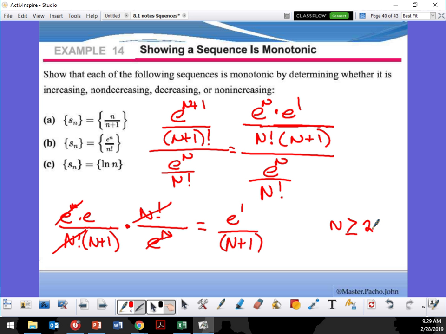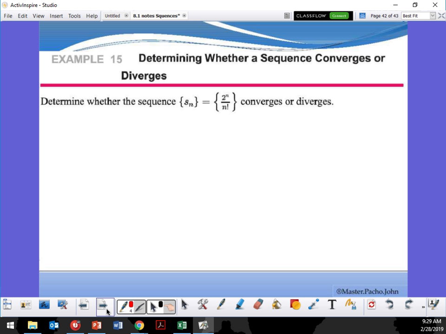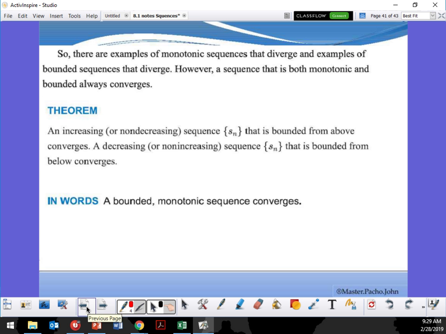All right, so for the sake of argument, number 15. Do I have to do this one? Well, okay, I'll read through this. There's an example of monotonic sequences that diverge and examples of bounded sequences that diverge. We did one the other day, a bounded sequence that diverged.